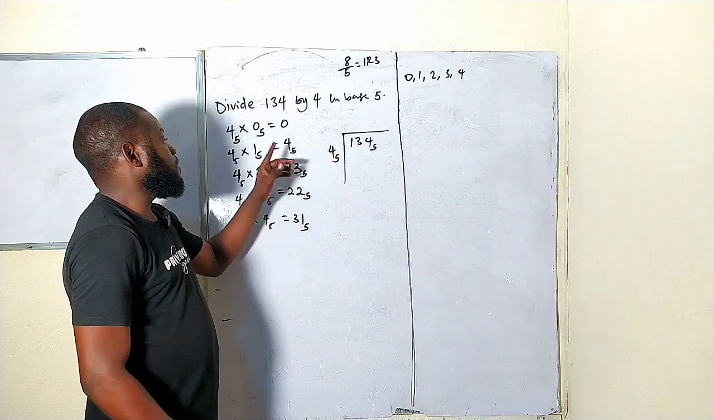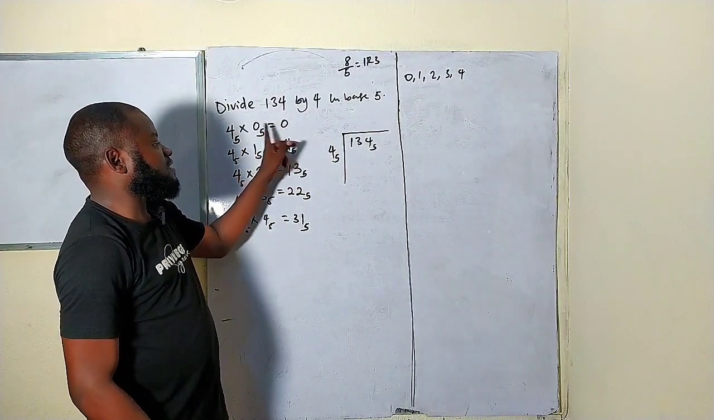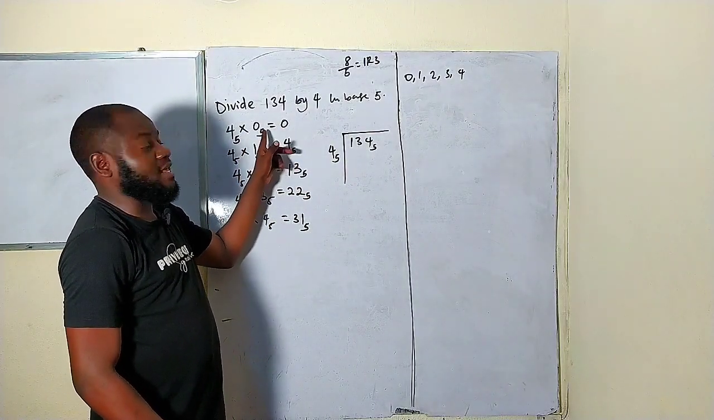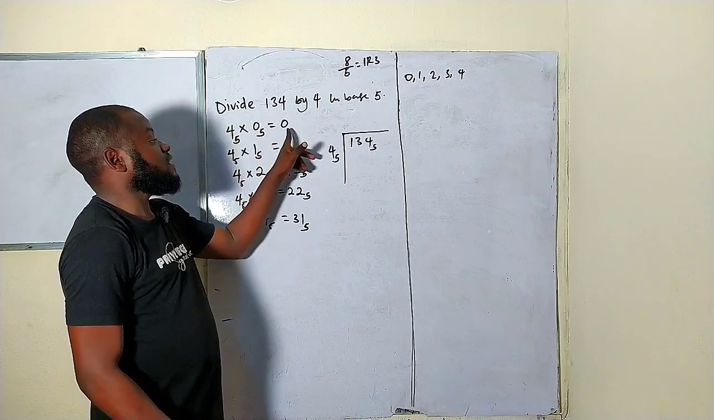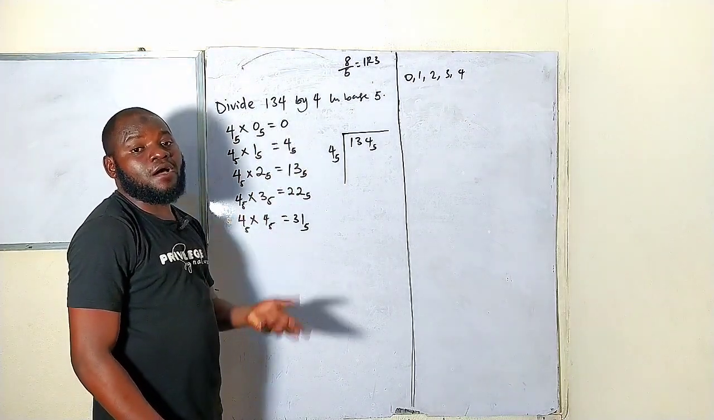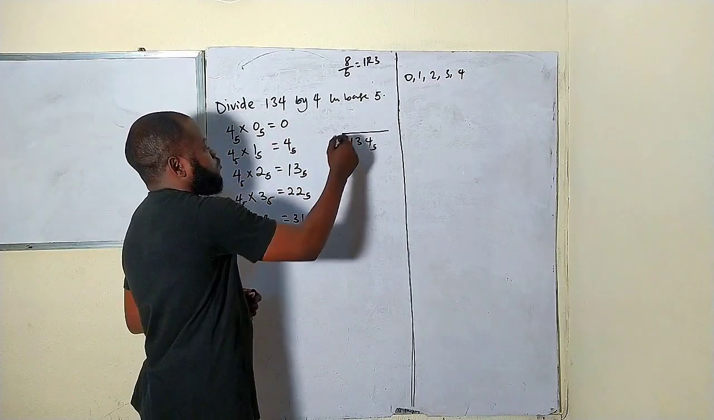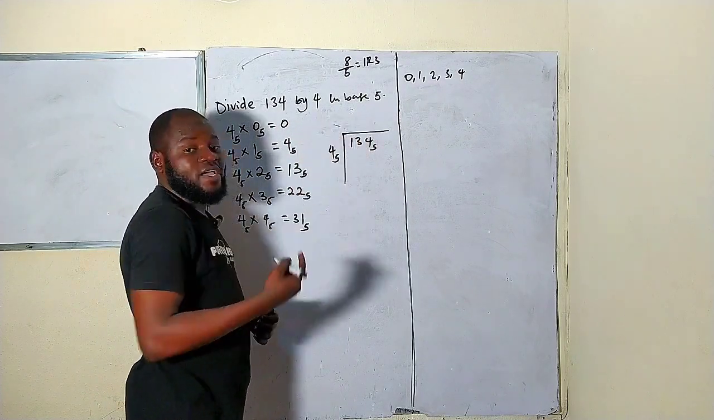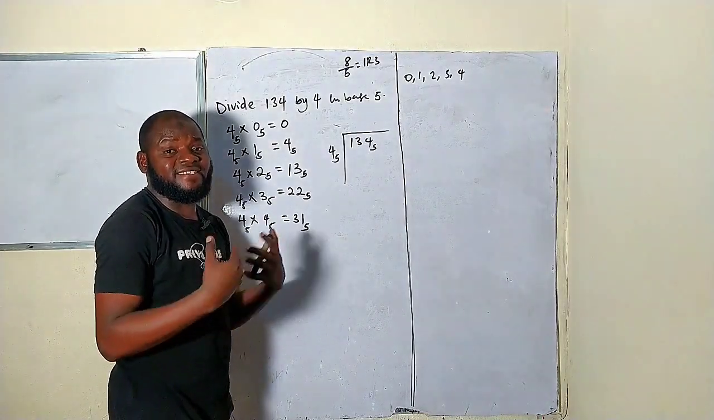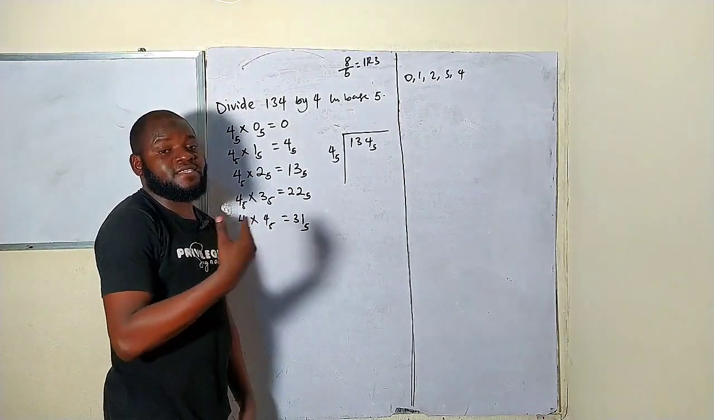Why 0? Because there's no digit I can multiply with 4 in base 5 that will give me 1, or a number closer to 1, other than 0. So that's why this should be 0. There is no point in writing the 0 because it is a leading 0, and a leading 0 is insignificant.